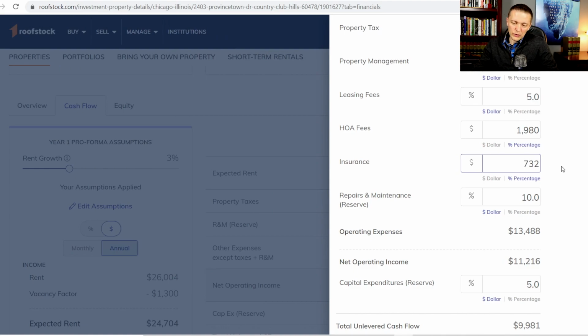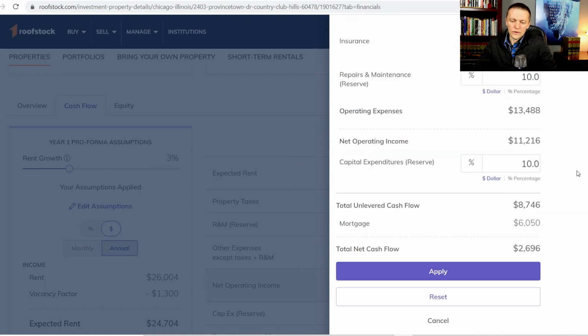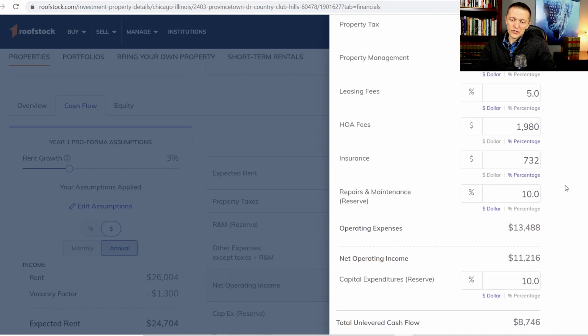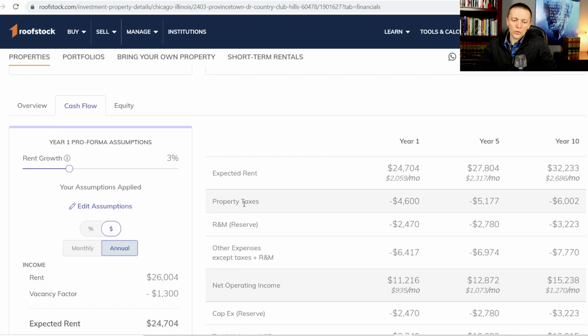Insurance, again, this is something that I'm not 100% sure about. It sounds reasonable for a relatively small townhome, but it's possible that it would be a little bit higher than that. I'm just going to leave it at $732, but check with your insurance broker on that. Repairs and maintenance, 10%. That's my standard, so that's what I would leave in there as well. And I think I probably would change this to 10% and see what we get. All right, I think that's going to decrease our numbers somewhat, but let's apply and see where we end up.